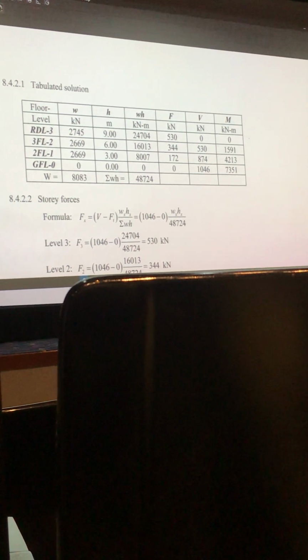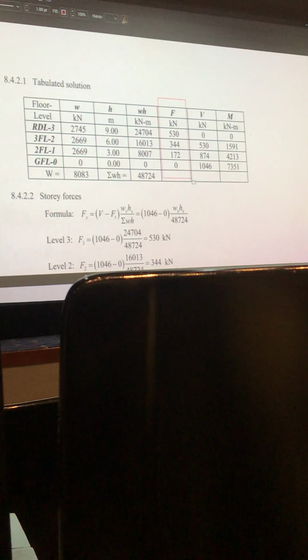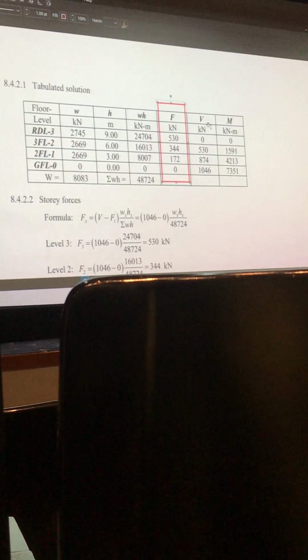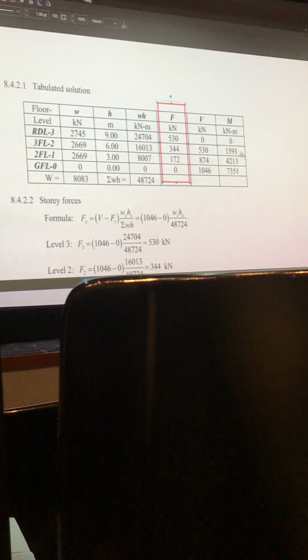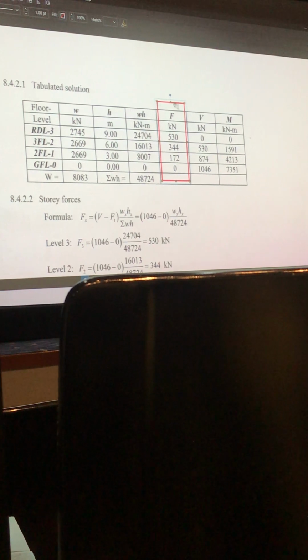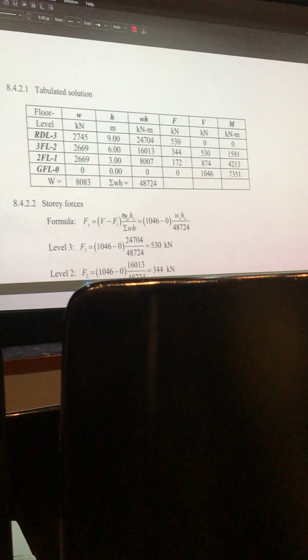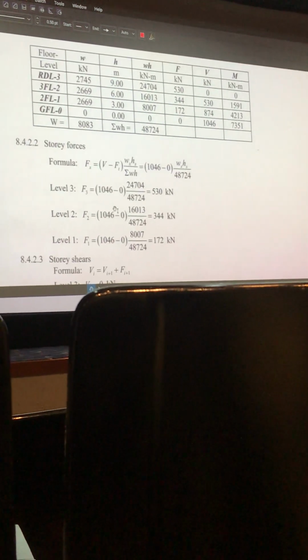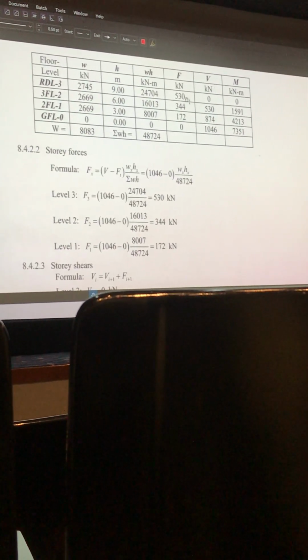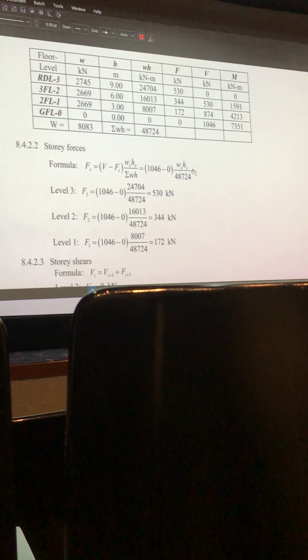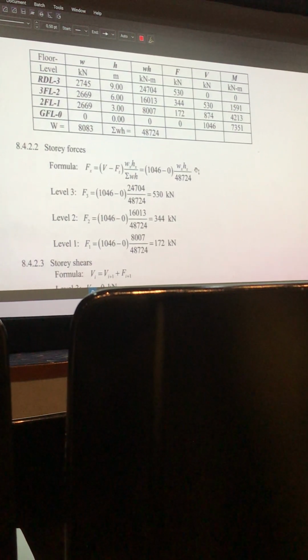I have also shown here a detailed calculation, so that you can easily follow how we obtained 530, 344, and 172.